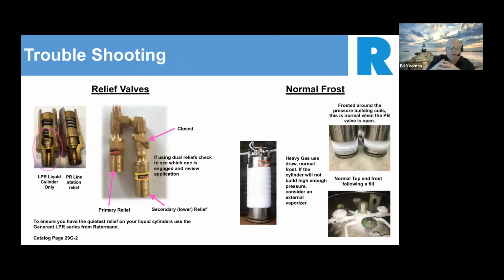The relief valve on the right-hand part of that figure is just showing you a normal poppet relief that will just bang open and relieve and then reset once it gets to its reset point.